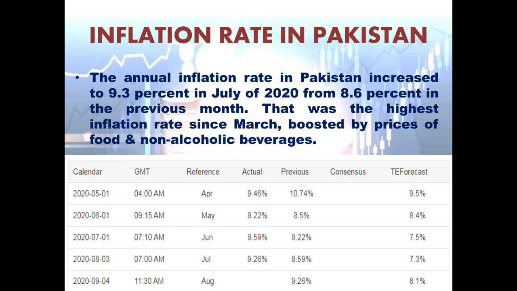Inflation rate in Pakistan. The annual inflation rate in Pakistan increased to 9.3% in July of 2020 from 8.6% in the previous month. That was the highest inflation rate since March, boosted by prices of food and non-alcoholic beverages. Following is the monthly data given for it.